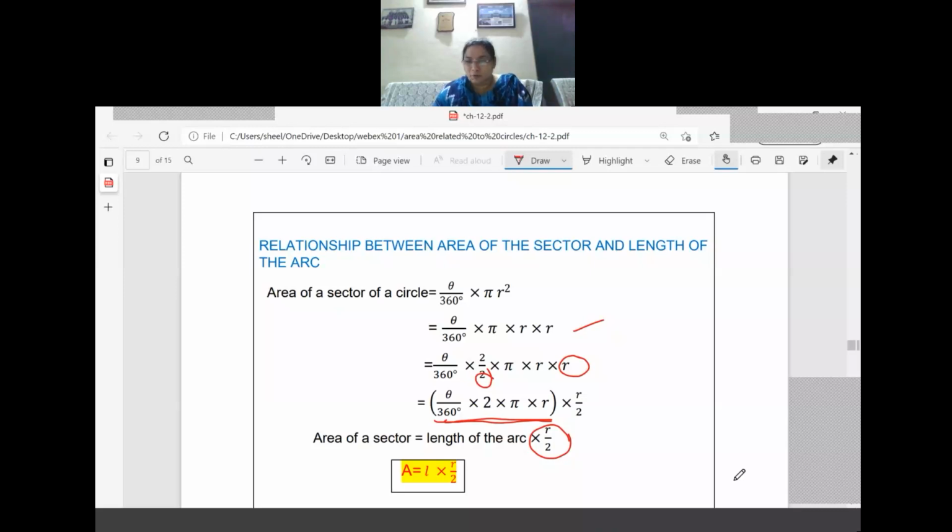So we wrote the area of the sector formula, and we multiplied and divided by 2. Then we arranged the terms according to the L form. L means the length of the arc formula. So we have arranged theta by 360 into 2 pi r, and the remaining part is r by 2 only. Arranging that, we get area of the sector equals L into r by 2. This formula also you have to study. Now I think you got one more formula here.